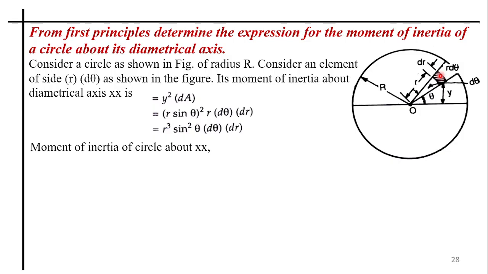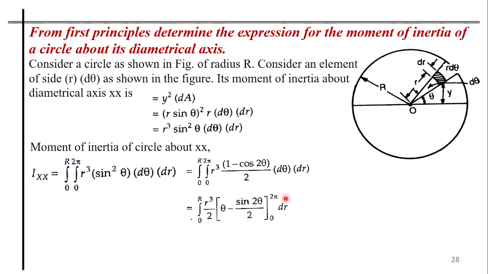Okay, followed by the moment of inertia of the circle about the x axis. We are simply applying all the required details: y square into dA, and we apply the limits, 0 to capital R for the r value, and theta value is going to be 0 to 2 pi. So that gives me this value, and that is how we are getting the value of pi r to the power of 4 divided by 4.